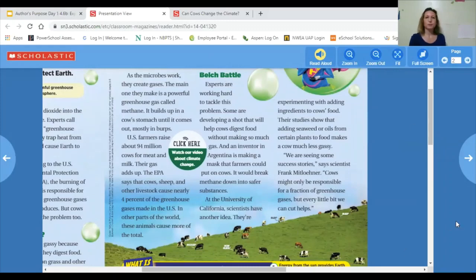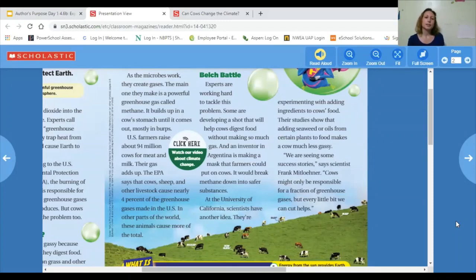Last heading, Belch Battle. Experts are working hard to tackle this problem. Some are developing a shot that will help cows digest food without making so much gas. And an inventor in Argentina is making a mask that farmers could put on cows. It would break methane down into safer substances. At the University of California, scientists have another idea. They are experimenting with adding ingredients to cows' food. Their studies show that adding seaweed or oils from certain plants to food makes a cow much less gassy.